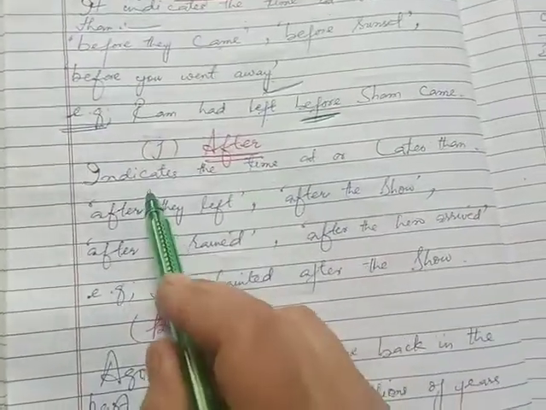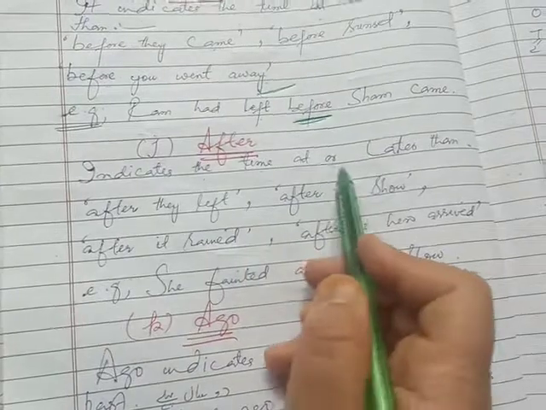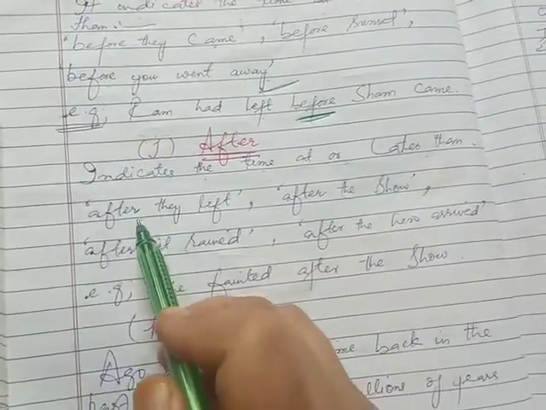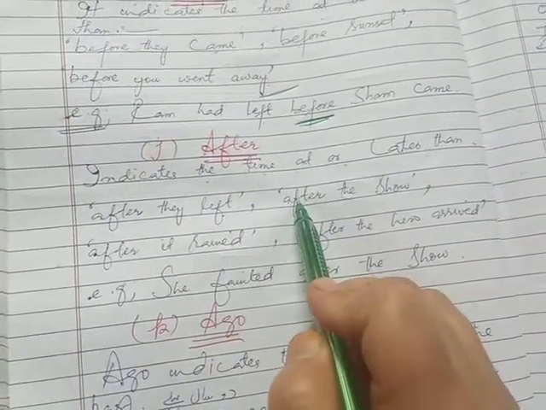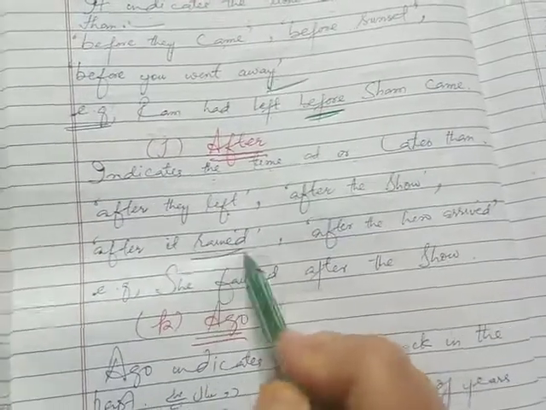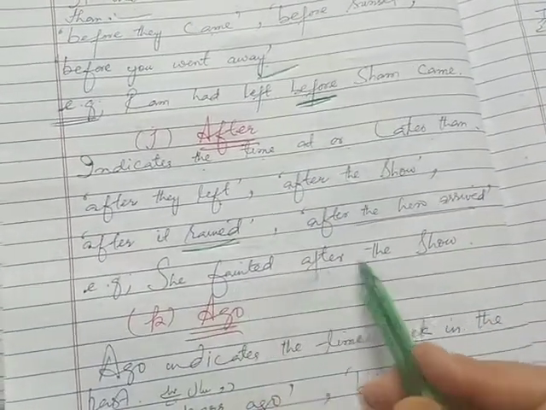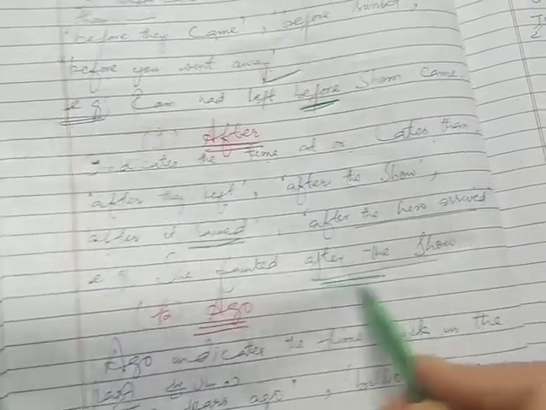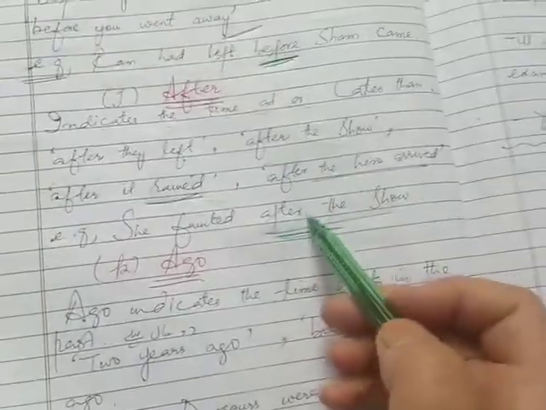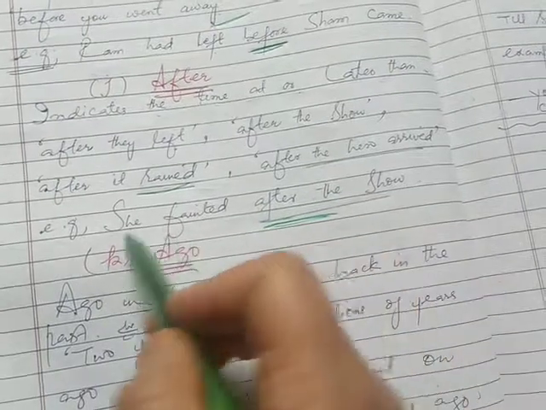Okay. Another preposition, "after". It indicates the time at or later than. For example, after they left, after the show, after it rained. Very easy. After the hero arrived. For example, she fainted after the show. After the show ended, she fainted.